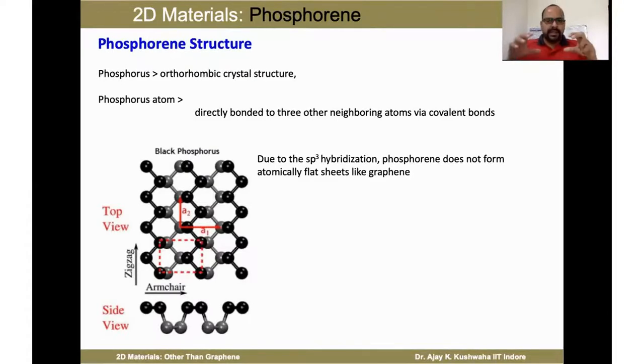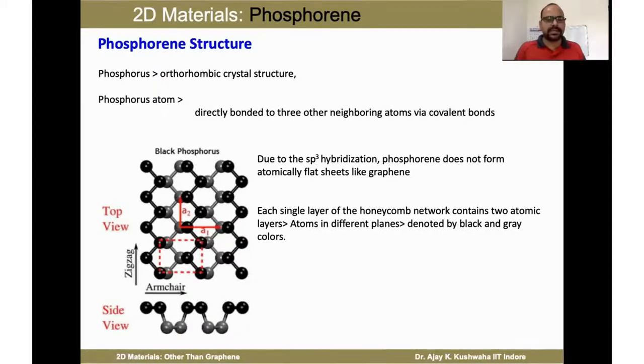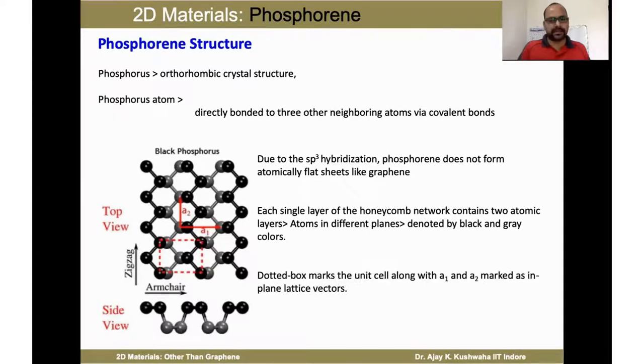Here, therefore, we have one set of atoms at the down plane and another set of atoms at the top plane. You can see the side view here. If you see my cursor, the black atoms and the gray atoms show the two different heights. So each single layer of the honeycomb network has two atomic layers, with atoms in different planes, and that can be denoted as black and gray.